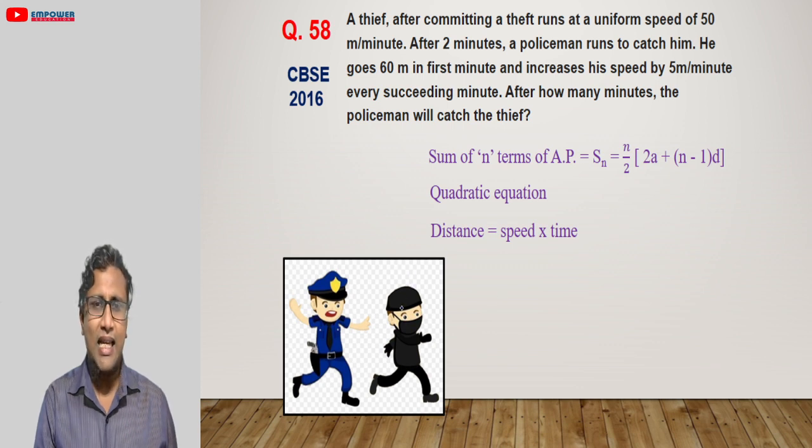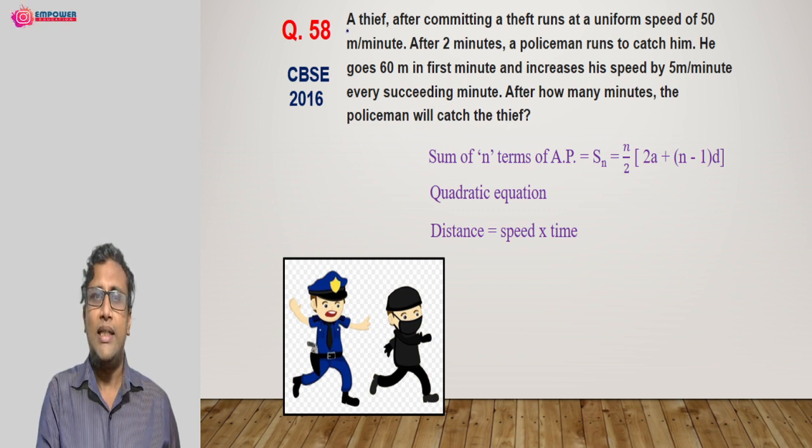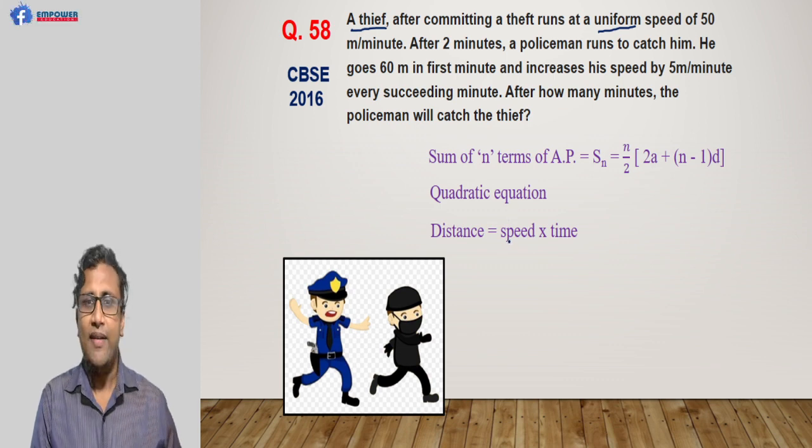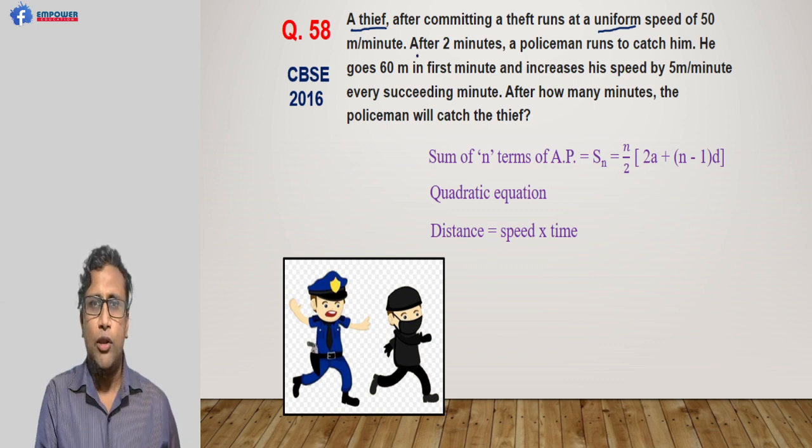In the image I can see a thief and police. Obviously, as there is a thief, there should be a police, right? So let's see the question. A thief, after committing the theft, runs at a uniform speed, this is the important word here, a uniform speed of 50 meter per minute. Uniform speed, we know from physics, means the thief travels equal distances in equal time intervals. Then after 2 minutes, a policeman runs to catch him.